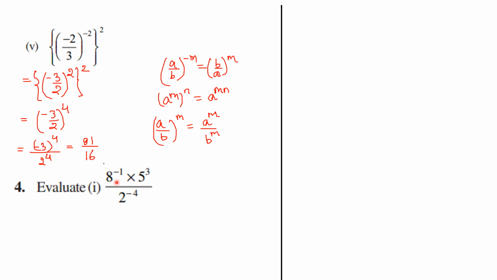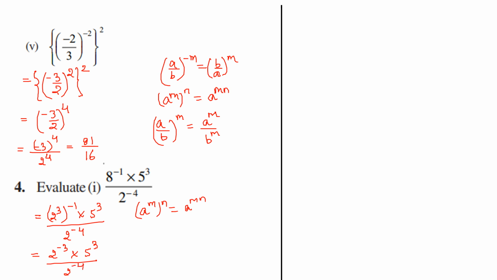Question number 4. 8 to the power minus 1 into 5 cube divided by 2 to the power minus 4. Now here, first of all, I am going to write my 8 as 2 cube, whole minus 1, into 5 cube divided by 2 to the power minus 4. Now 2 cube whole minus 1, I can use my power law. So a to the power m whole n is equal to a to the power mn, right? So 2 to the power 3 into minus 1 will give me minus 3, into 5 cube divided by 2 to the power minus 4.